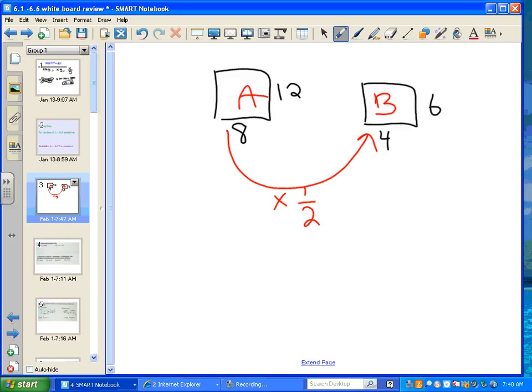What is the scale factor going from B to A? So if we go the other way, Grace, what's the scale factor? Good. Going this way, your scale factor is times 2. You're multiplying all of these by 2 to get to this figure. Okay? Questions on scale factor? I just want to make sure we cleared that up before tomorrow's test.